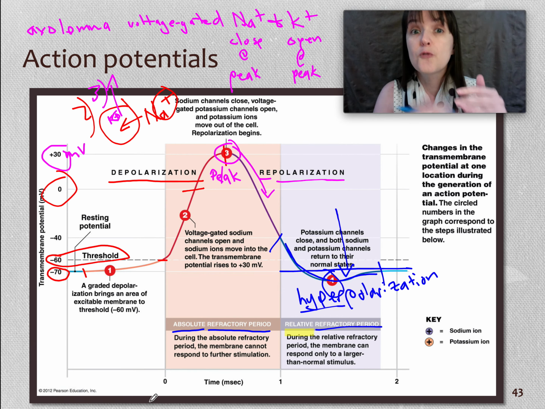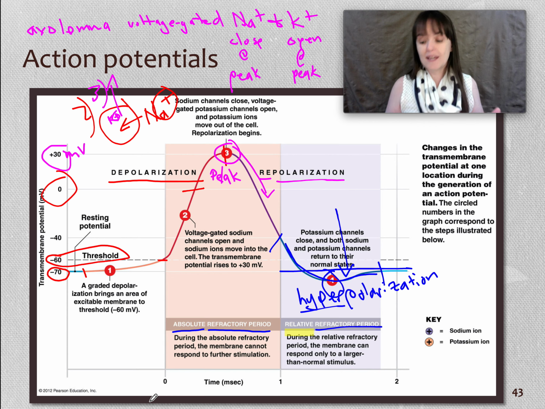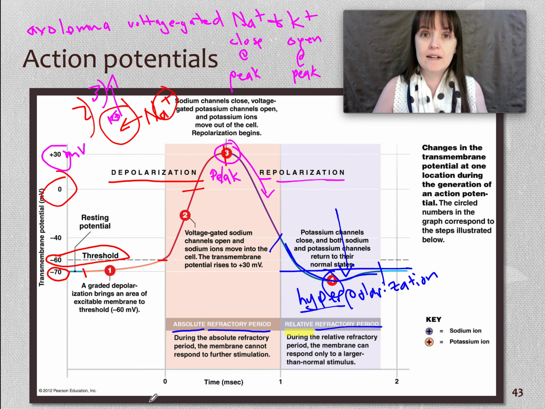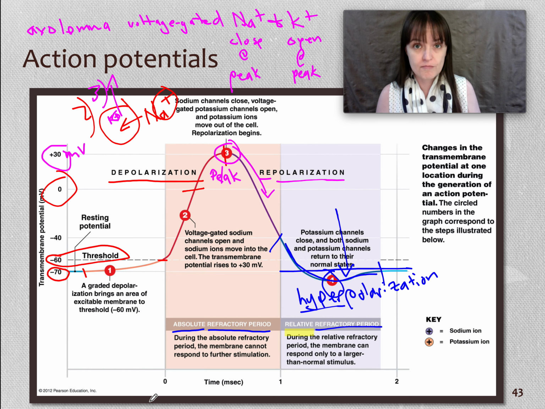Okay, how does this relate to flushing a toilet? Okay, if you have just flushed a toilet, you cannot flush it again. You absolutely cannot flush it again for a short period of time. This is the absolute refractory period. And then for a little bit after that, you can flush it again, but you gotta really jiggle it. That's the relative refractory period, where you can flush it again, but it's harder to do.